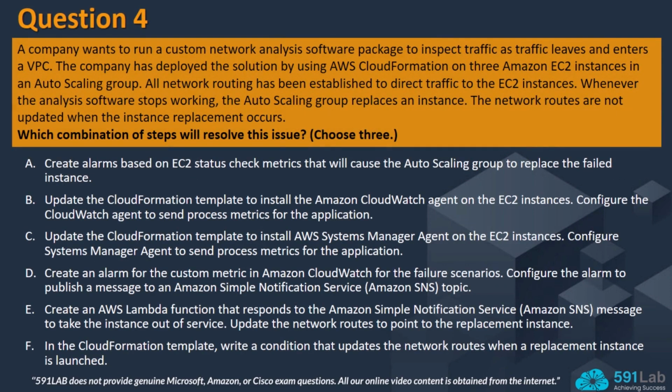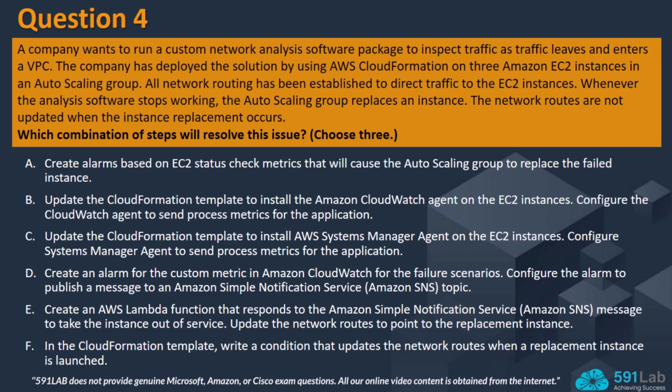Question number 4. A company wants to run a custom network analysis software package to inspect traffic as traffic leaves and enters a VPC. The company has deployed the solution by using AWS CloudFormation on 3 Amazon EC2 instances in an auto-scaling group. All network routing has been established to direct traffic to the EC2 instances. Whenever the analysis software stops working, the auto-scaling group replaces an instance. The network routes are not updated when the instance replacement occurs. Which combination of steps will resolve this issue?